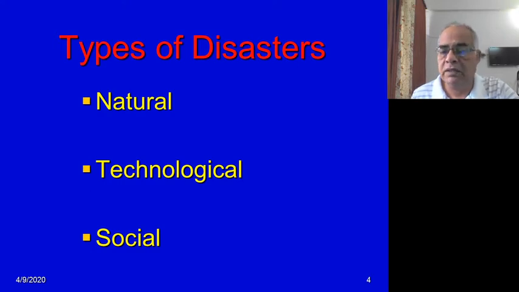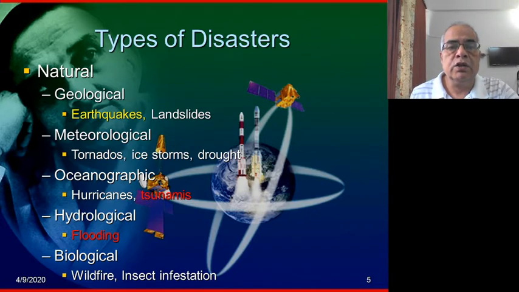When we talk about disasters, we can categorize them under 3 main heads. One can be natural disasters, which occur because of natural forces. Second, there may be technological disasters, due to some technological failure. The third type is social disaster, because of unrest. Natural disasters can be geological, for example earthquakes or landslides.